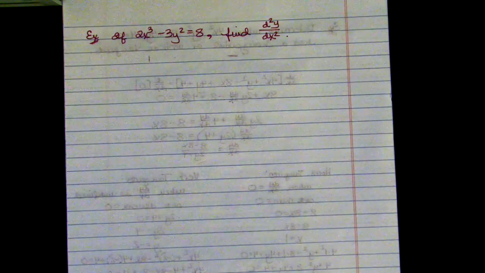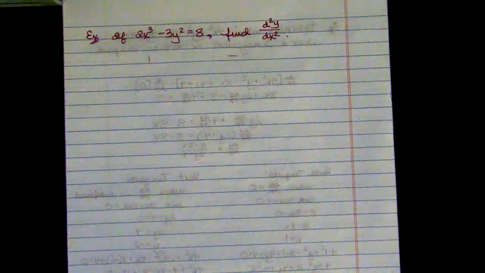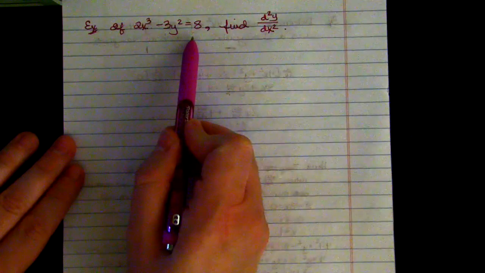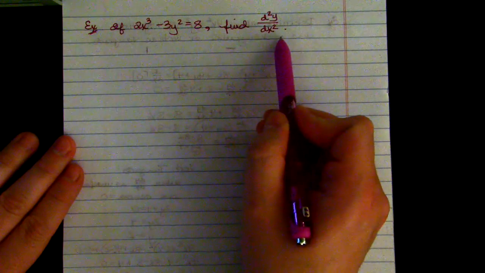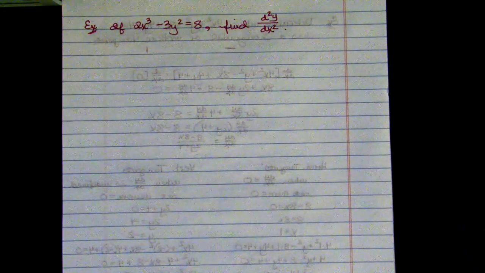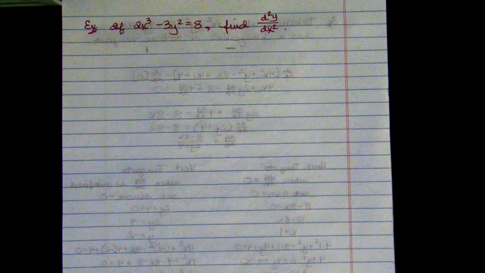For our last video in this section, we're going to talk about finding second derivatives. If 2x cubed minus 3y squared equals 8, I want to find d squared y dx squared, which is our dy dx version of the second derivative. Take a moment, copy down that problem.